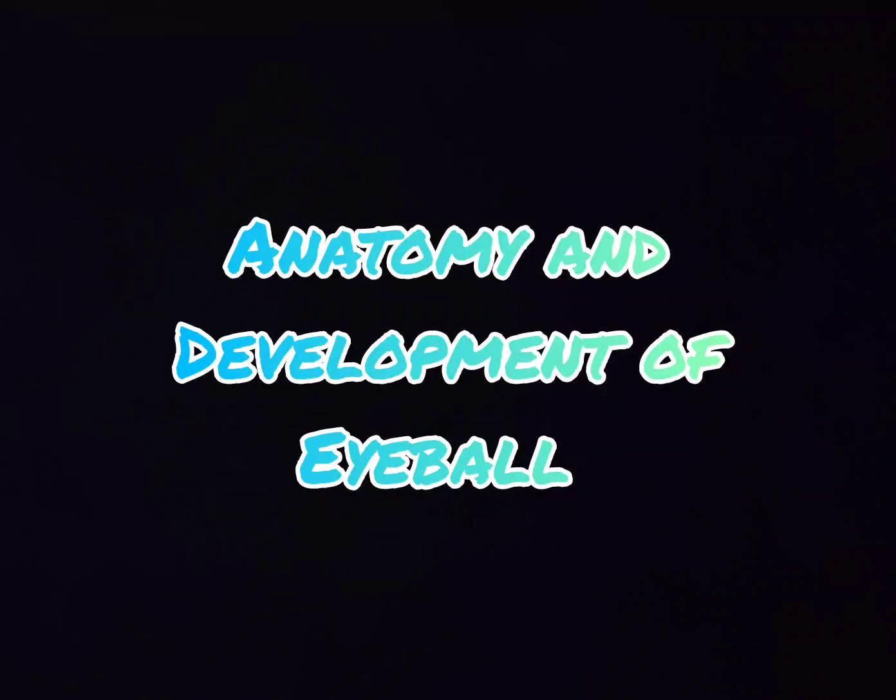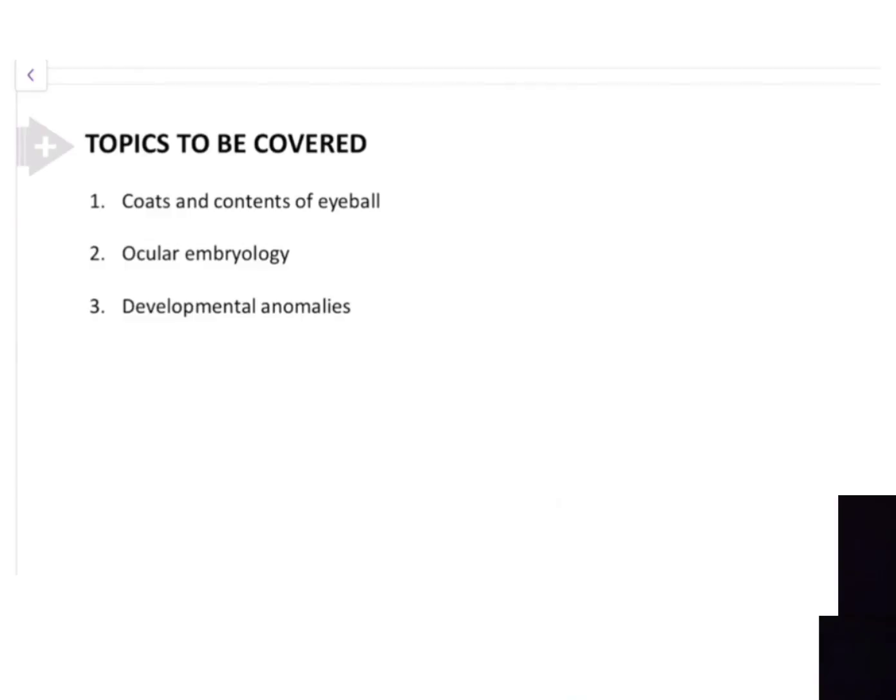Starting the first lecture of the module with the anatomy and the development of the eyeball. So, what are the topics that I will be covering in this particular lecture? Here I will be covering the coats and the contents of the eyeball, which is essentially the basic anatomy of the eyeball. The detailed anatomy of the individual structures I will be discussing in the individual lectures or chapters.